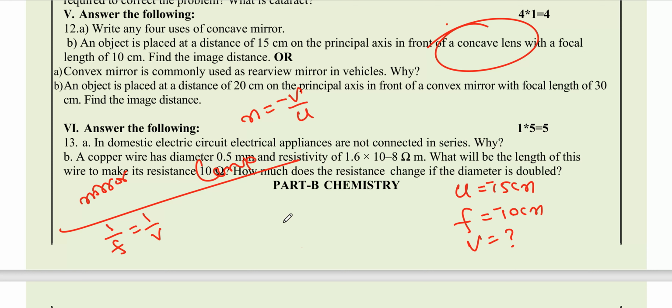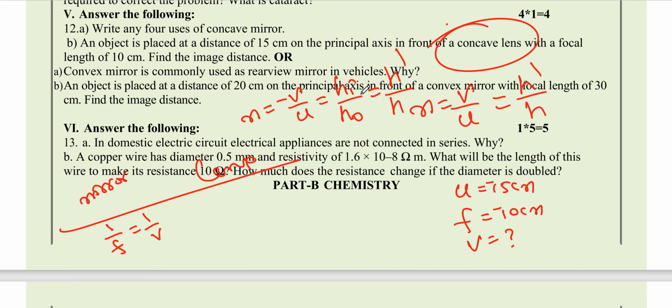मिरर में मैग्निफिकेशन क्या है? माइनस V by U. लेंस में मैग्निफिकेशन प्लस V by U, that is equals to HI by H naught, that is also called H dash by H. Both are same. V by U, that is H dash by H. HI is image height or H dash is image height, H naught or H is object height.